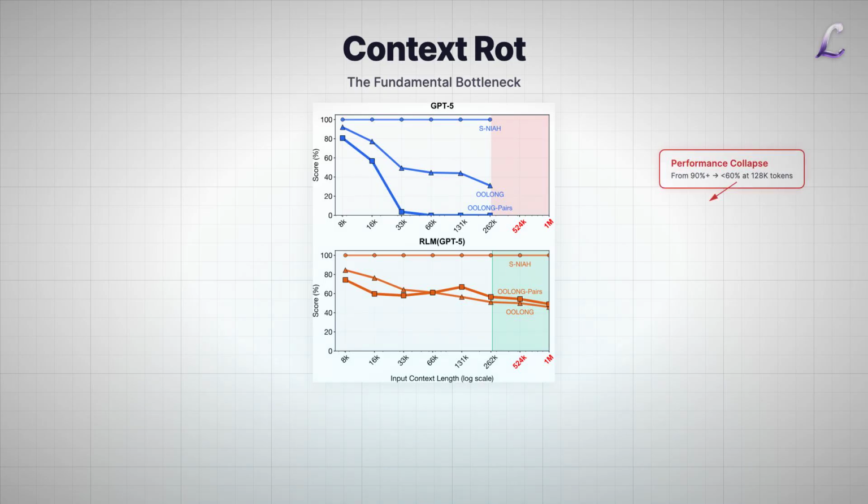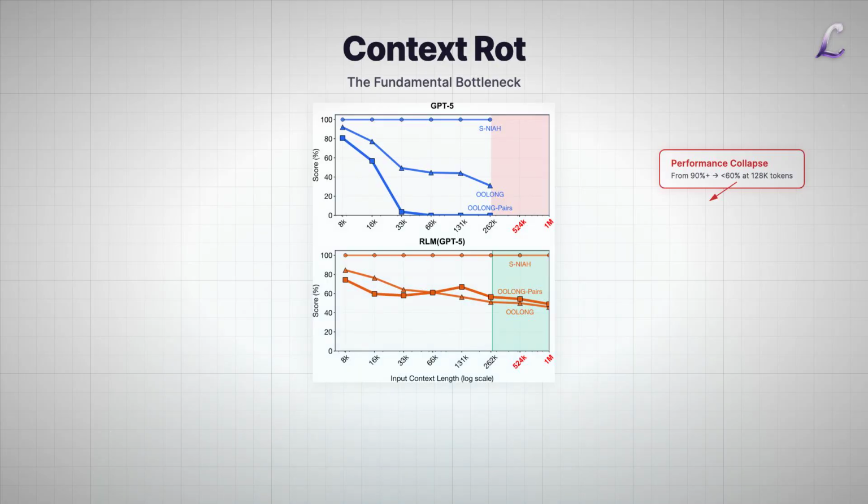Look at GPT-5. It has a theoretical context window of 272,000 tokens. At 8,000 tokens, it's near perfect. But push that to just 128,000 tokens, and performance drops below 60%. For tasks that require comparing every data point, quadratic semantic work, it collapses to near zero.